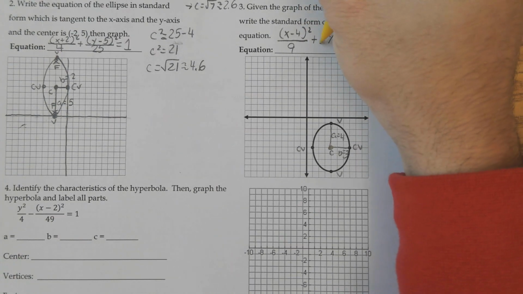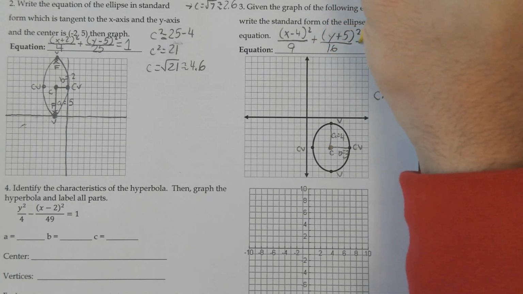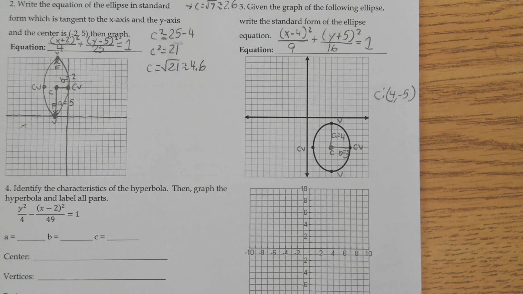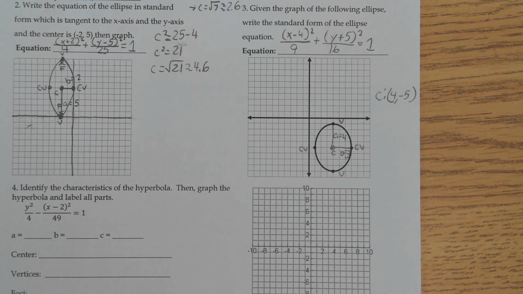Y plus 5 to the second power over a squared. If a is 4, that's going to be 16. Equals 1, and there you go. There's your equation. So really, you just got to find your center, then your A and the B there with that, and you can write your equation. We knew it was a vertical ellipse because it's up and down like that, okay?